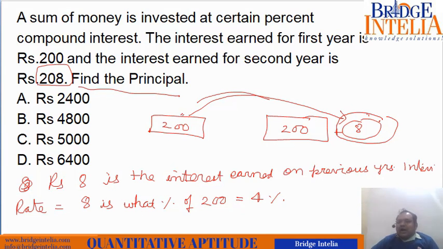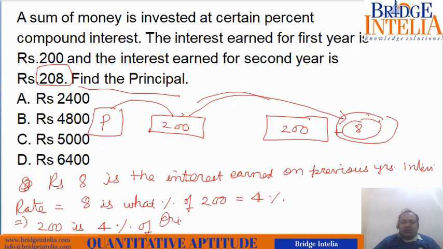That means this 200 that you earned last year must be 4% of the original deposit, because in the first year you got 200 as interest on the original deposit. It means 200 is 4% of the original deposit, of the original principal. So from this you can calculate the value of the original principal. So let's see.